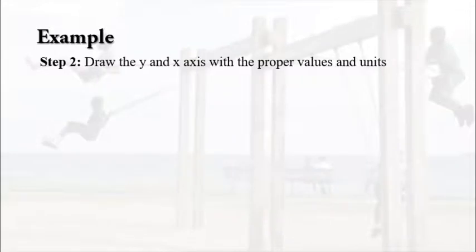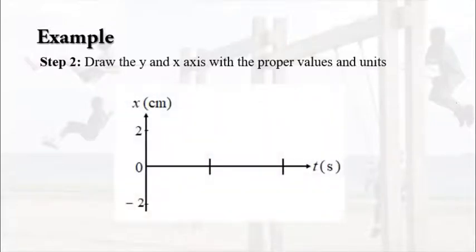So step number 2, draw the y and x axis with proper values and unit. According to the question, you have an equation in terms of time. The displacement given is in terms of time. So we are going to sketch an x against t graph, meaning that your x depends on t, or x changes with t, because the equation given is in terms of time. So x, the unit is cm.